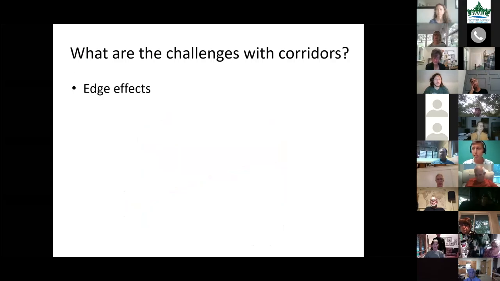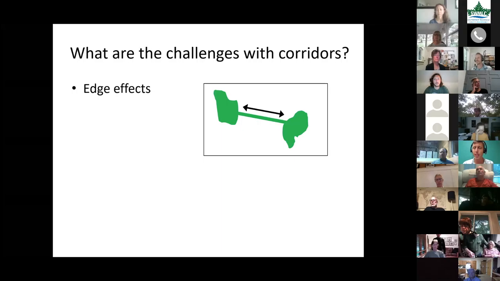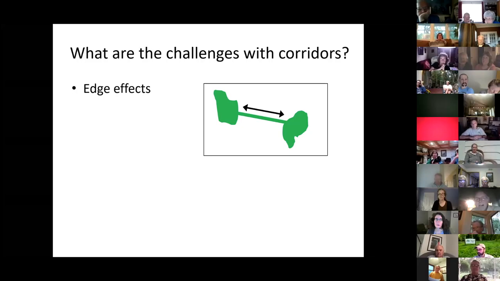Okay, so what are some of the challenges with corridors? So first of all, corridors being these long, narrow, typically connections on landscapes can create a lot of edge. And we know that some plants and animals that we might not want to promote in conservation may be edge specialists, including invasive species. So this is something that we need to keep an eye on when we create corridors and the edges that they contain.